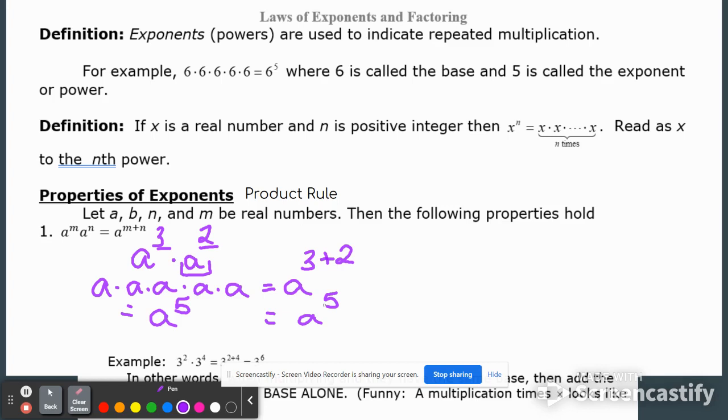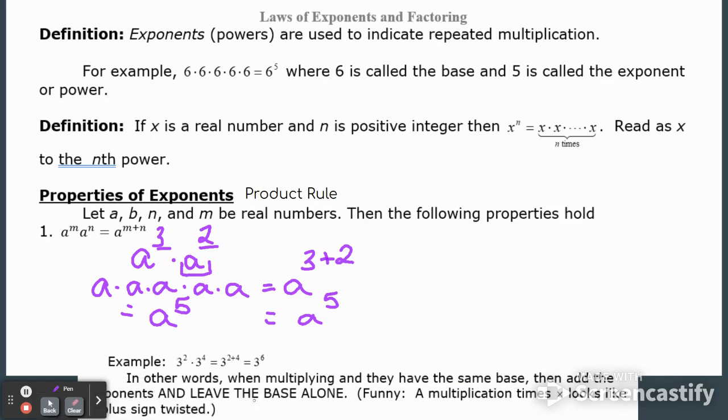So it's kind of a cool shortcut if you don't want to sit there and write those out over and over. And then down here, I don't know if you can see where it says exponents. Say we had numbers for our base, 3 to the third times 3 to the fourth would be 3 to the 2 plus 4, which is 3 to the 6. So in other words, when you're multiplying and you have the same base, then add the exponents and leave the base alone. Something to help you remember: if you're multiplying, that multiplication symbol kind of looks like a twisted plus sign. So maybe that might help.